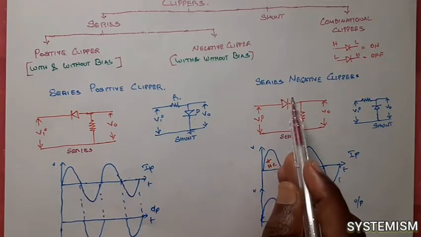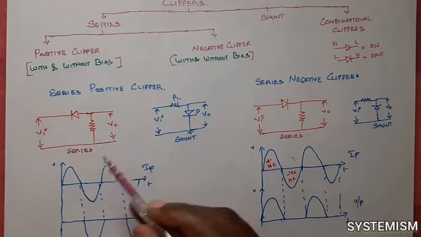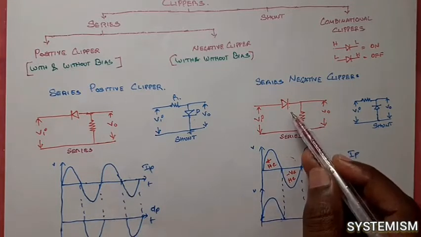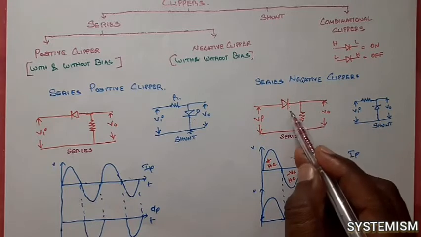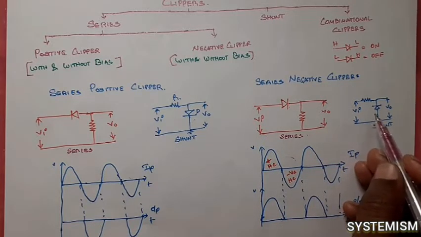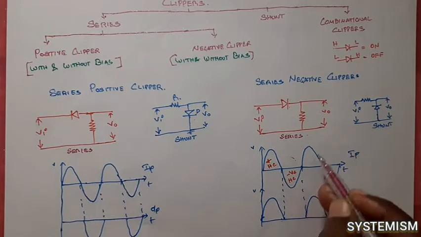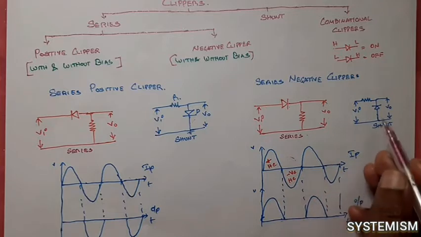Okay, so this is the series negative clipper and this is the series positive clipper. Next, you can also do the same operation by changing this diode to the shunt position. So how does this circuit also give the same waveform, the same output? Let us check here.